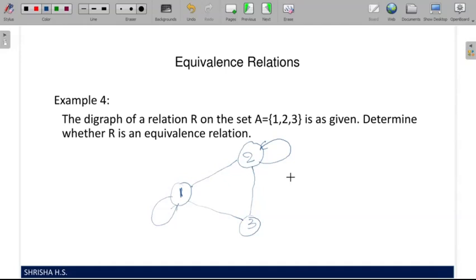So just see if you are getting it. It's just a quick example. You have to convert it to the relation R, so (1,1), (2,2), like that. You have to list that and check whether it is an equivalence relation or not. I will directly tell the answer here.